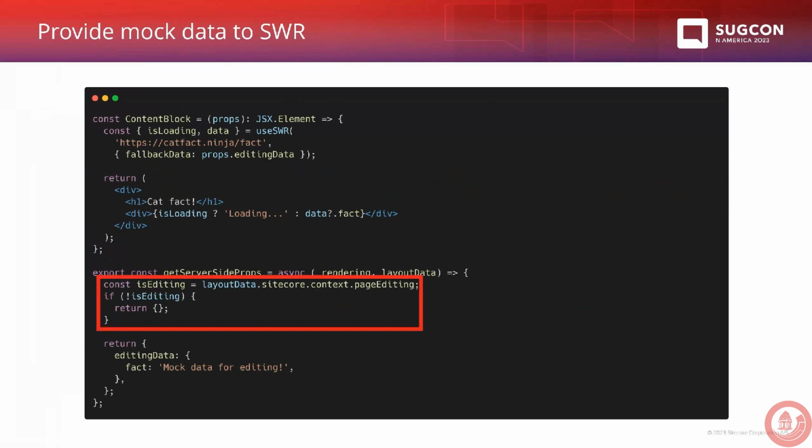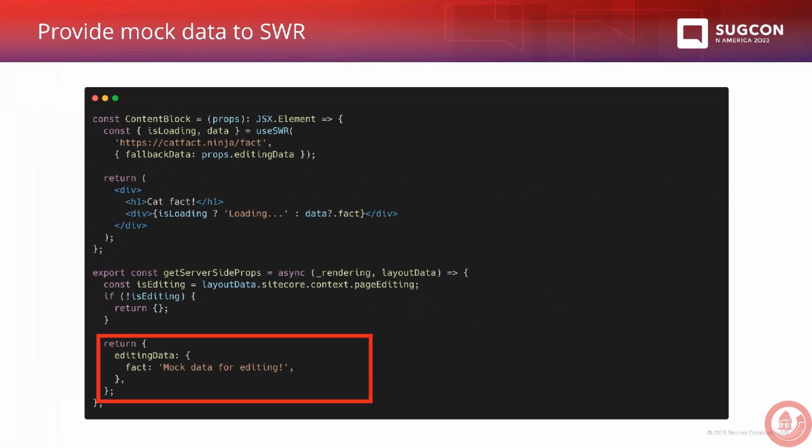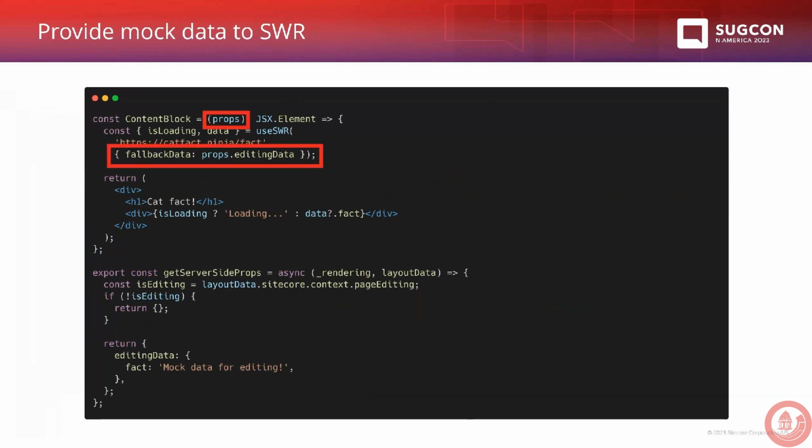But if we are in Pages or the Experience Editor, then return some mock data for our API call. That mock data could be hard-coded here, it could come from a JSON file, wherever. Then, when we return this data, it's going to come as a prop into our component, and what we'll do is we'll pass this to fallbackData on SWR. What fallbackData does is it just tells SWR, while the API call is loading, return the fallback data as a placeholder.